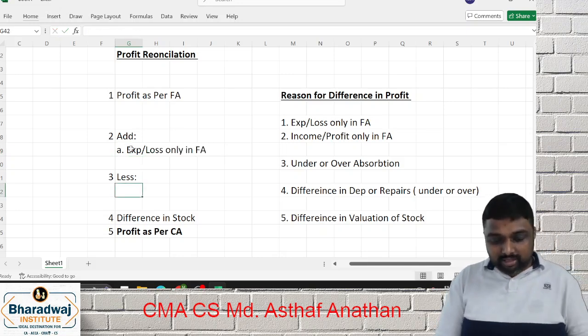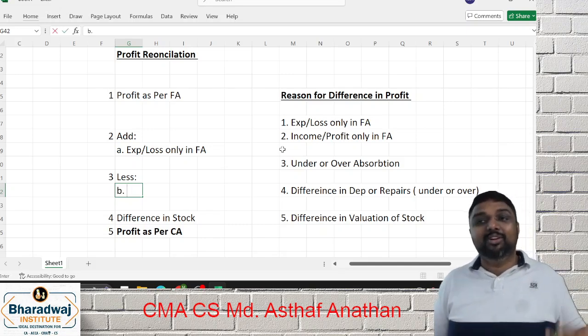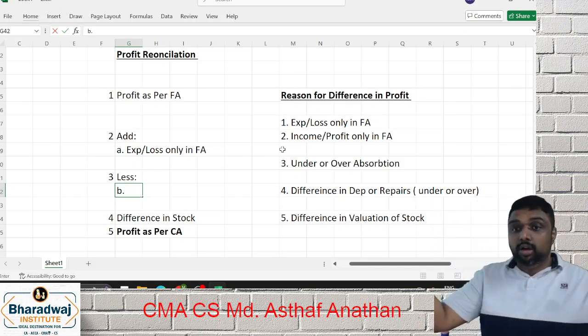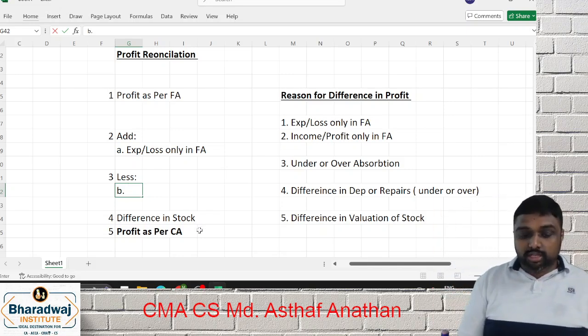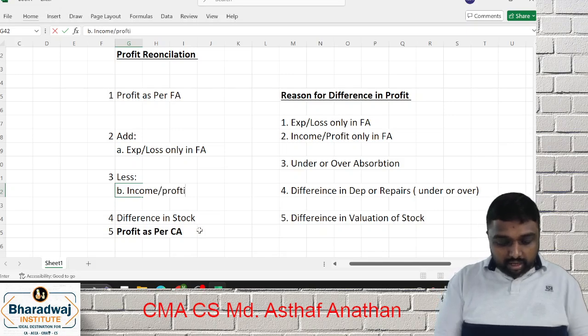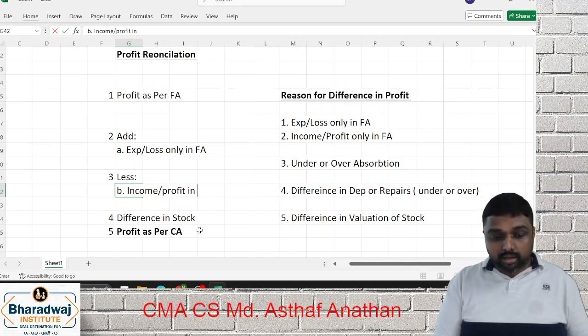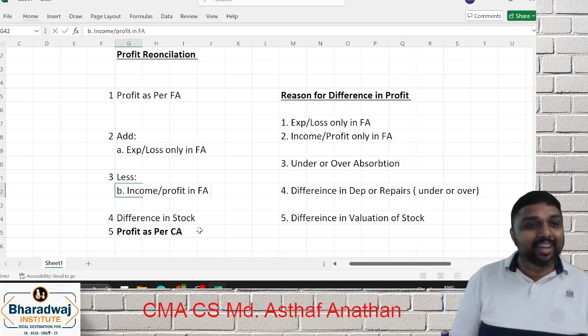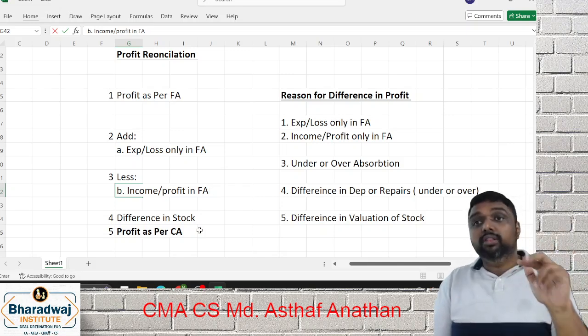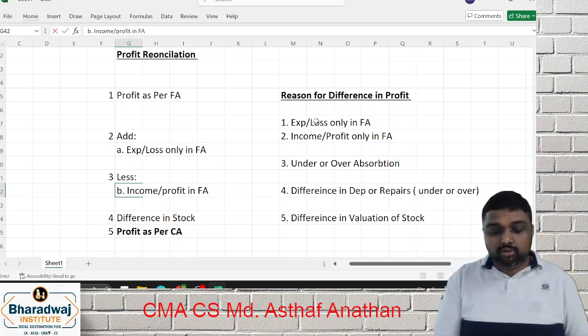And here you have to do just the opposite. If the income is only in financial, it is not in costing, so costing profit will be less, and only financial will be more. You are going to find out costing. So what is the point? Income or profit only in financial. Are you clear, my dear friends? So for this format, you can go with conceptual ways or format ways. These two are over.